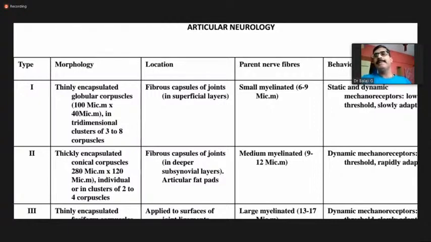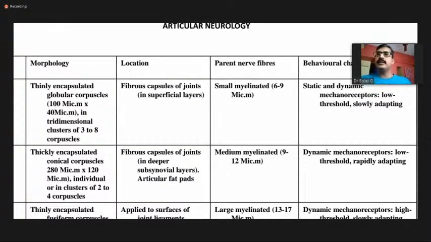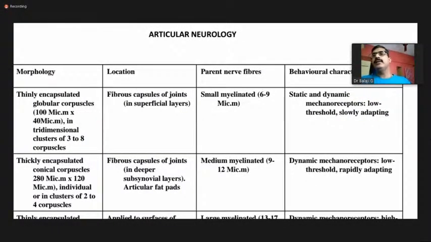Where is it located? It's located on the fibrous capsules of the joints, in the superficial layers. All joints have fibrous capsules. On the superficial layer of the capsule, this type 1 receptor is located. And this receptor has a link with the parent nerve fibers. These are small myelinated fibers, 6 to 9 micrometers. And what is the behavior of the type 1 receptors?